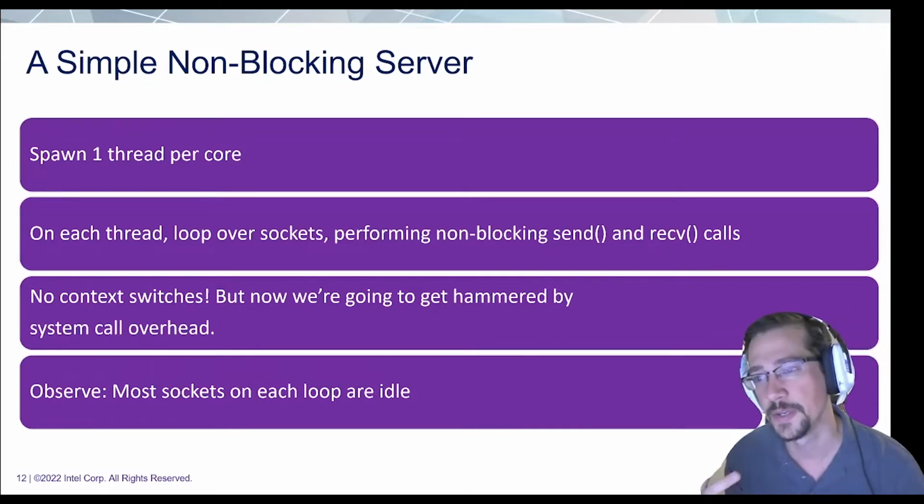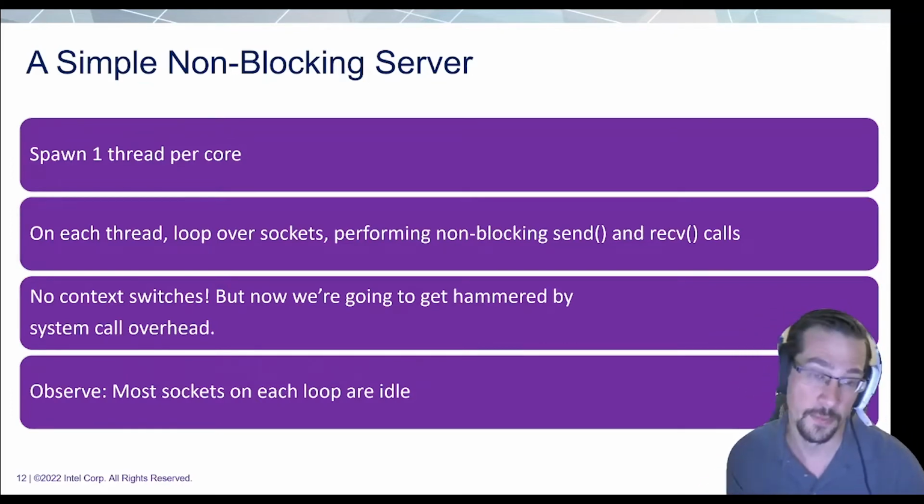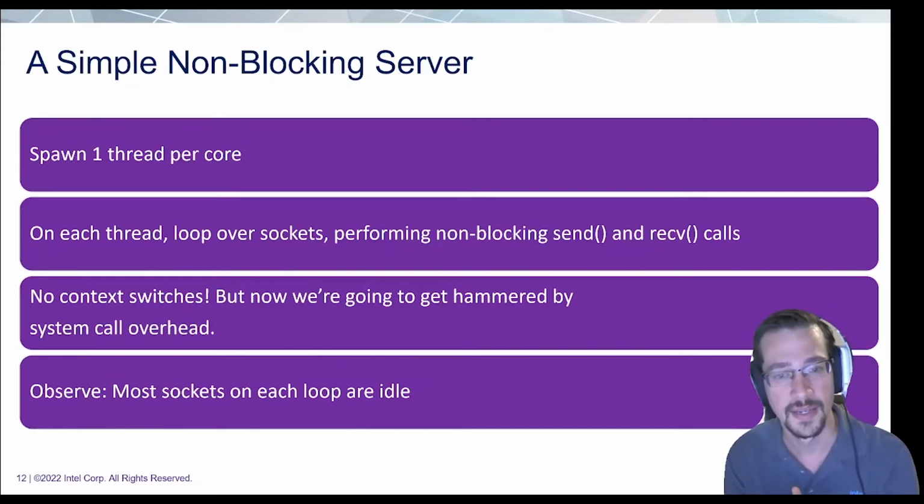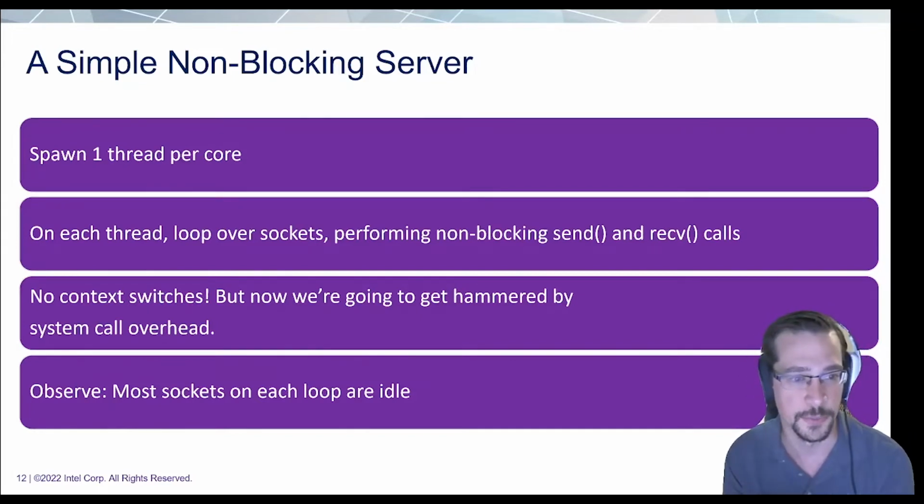Or if there's data that needs to be received, well, we don't know if there's data to be received or not, so we always try to receive, and it tells us did it find anything or not. And sometimes the answer is no, I didn't find anything. And so then we just try again on the next loop. And so this is better in some ways, but not all the ways.